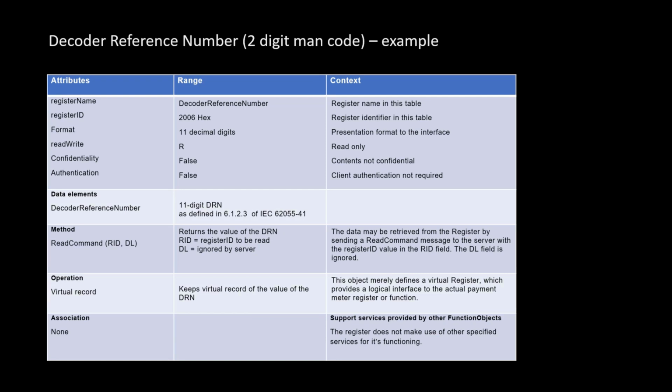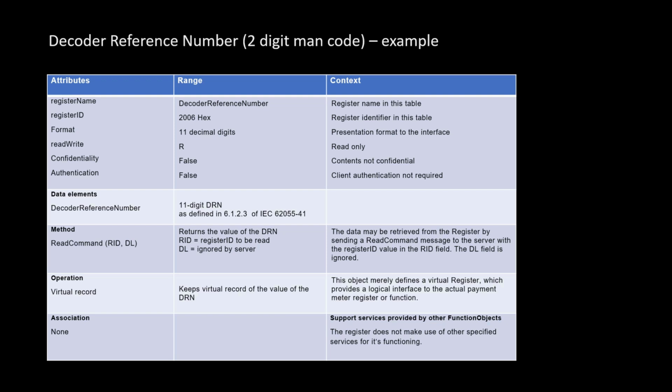Let's look at an example, and the example I've chosen here is a decoder reference number for a 2-digit manufacturer code. The register name is decoder reference number. The register ID is 2006 hex. The format is 11 decimal digits. It's a read-only register. There's no confidentiality and no authentication. In other words, under confidentiality, the contents are not confidential and the client authentication is not required.